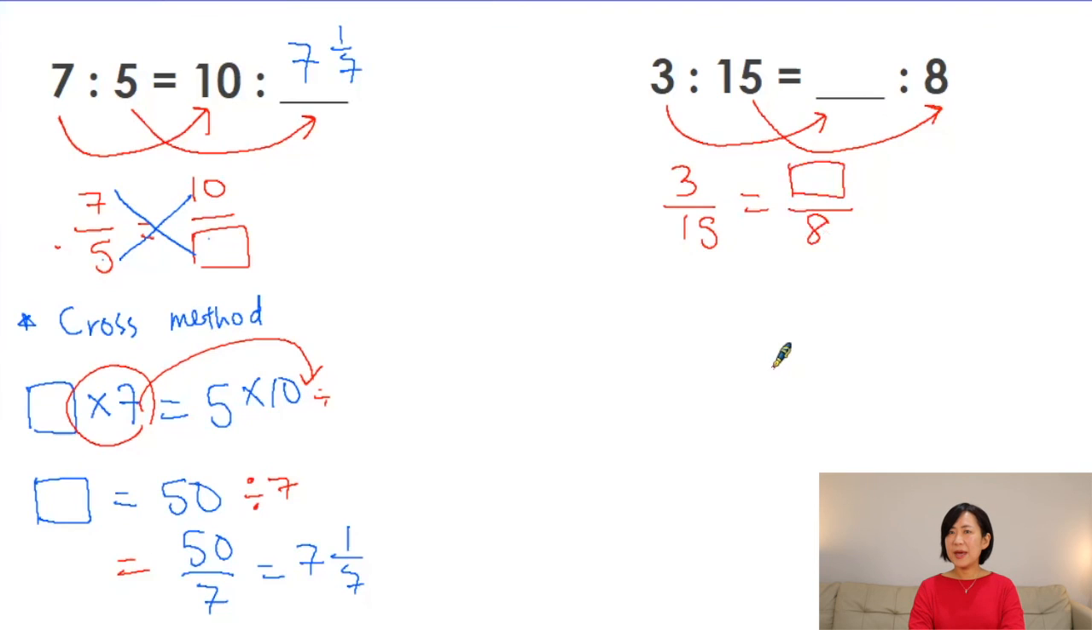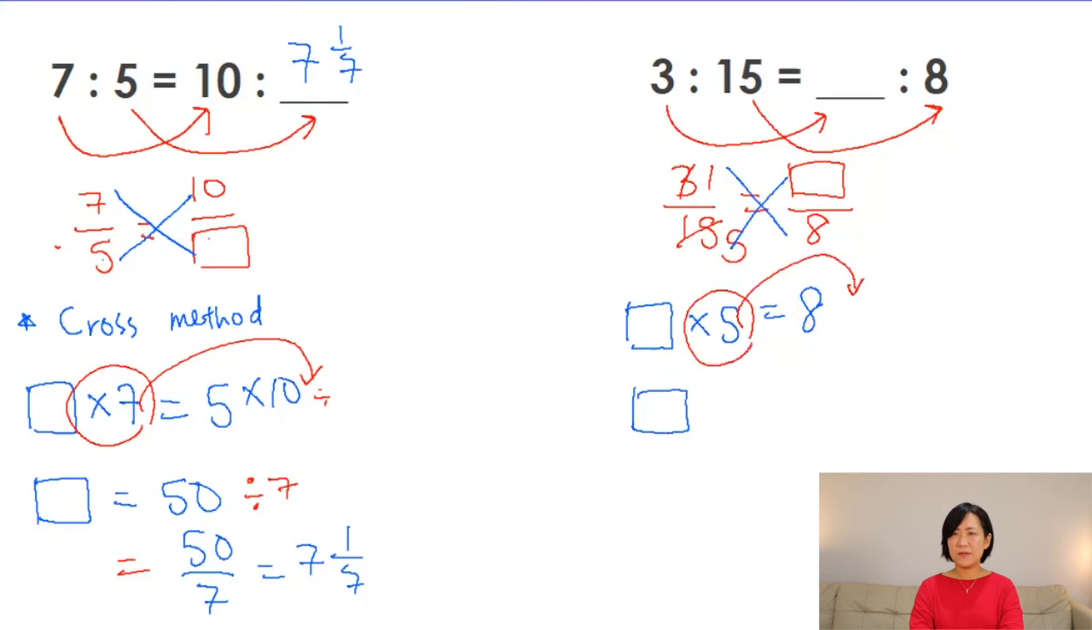Now, for the cross method, I think we can simplify it first. Then use the cross method. So draw the cross, then times the both ends. Missing value times 5 equals 1 times 8. Now, the missing value equals, the times 5 is divided by 5, right? So your answer is 8 divided by 5. 8 divided by 5, that is 1 3/5.